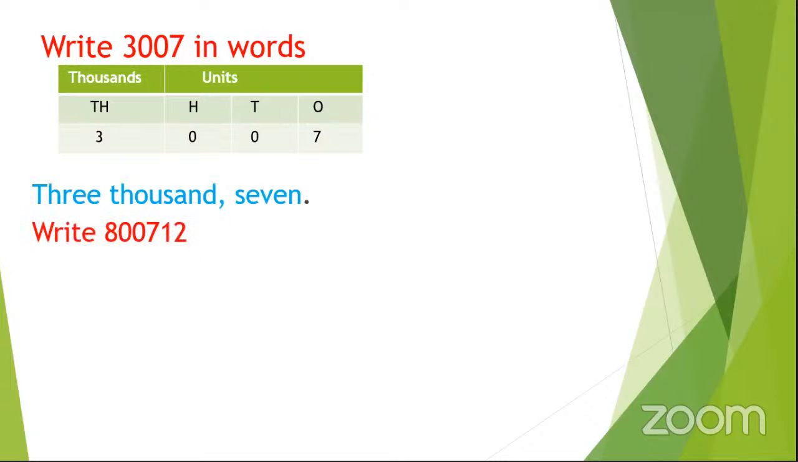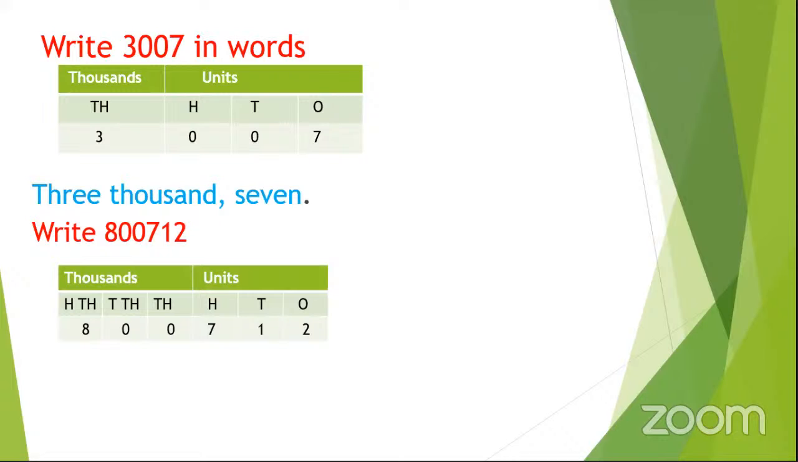Let me see, we can also have another example here. These are 7 digits. Write 8000712, also in words. Still come back and draw the place value table. So after drawing the place value table, you group the digits. You count 3 digits from your right. Those are units. And you count the other digits. You also put them in the next group, which is thousands.